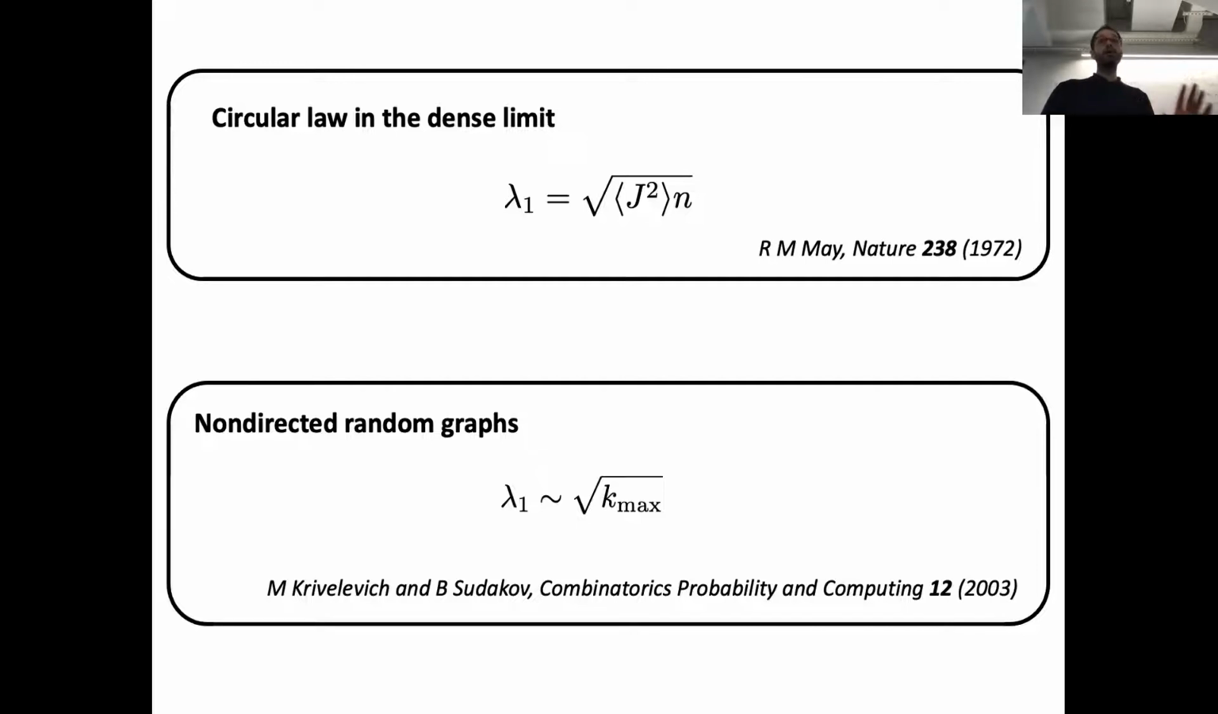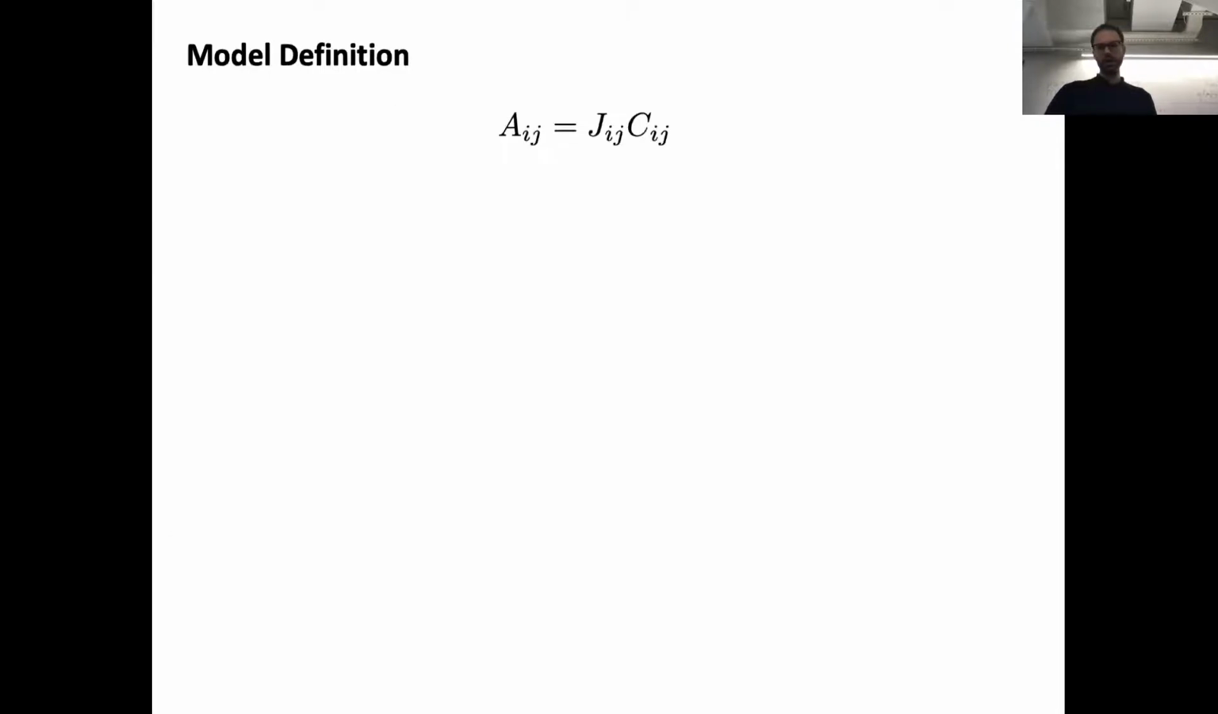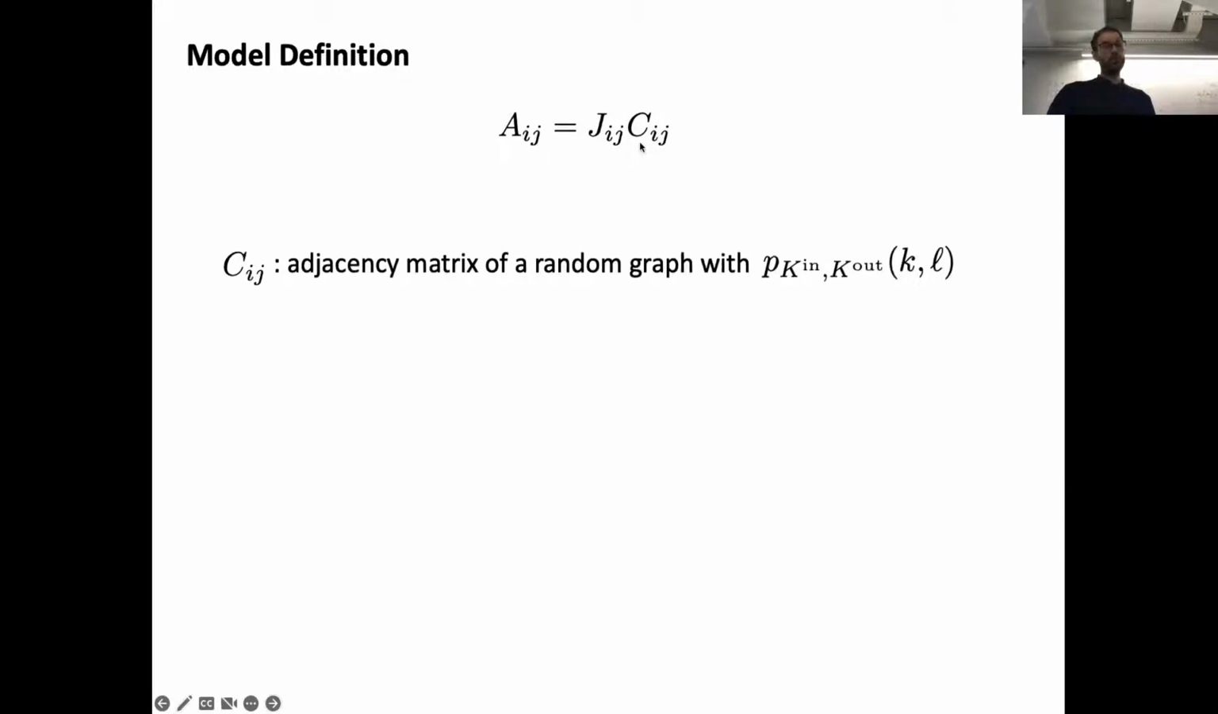So now let's look at directed systems. What can we say about directed graphs? Let me define the system. We will look at a random model for the network. For the adjacency matrix, we consider a random graph, but with a prescribed distribution of indegrees and outdegrees. Indegrees and outdegrees can have correlations, but we are given a certain prescribed distribution of in and outdegrees.